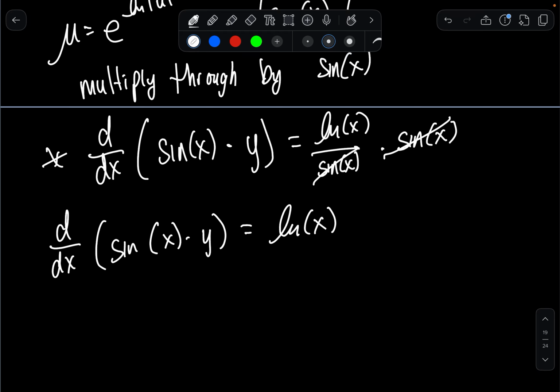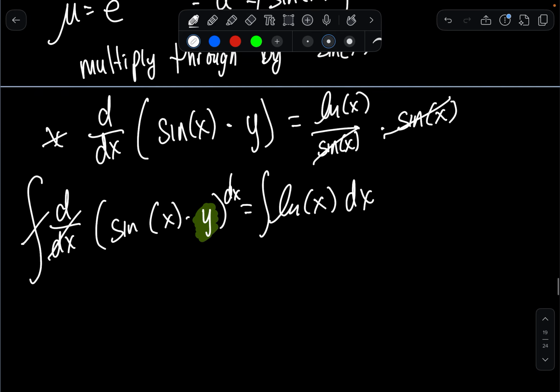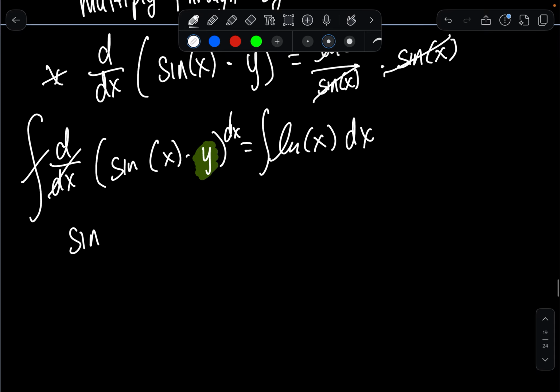Okay, remember, our goal is to solve for y. So how do you do that? Well, you just need to undo everything that's happening to y. It is being multiplied by the sine of x, and then you take the derivative. And we're going to undo those in the opposite order. We're first going to integrate to cancel off the derivative. So now these will cancel. And you get sine of x times y is equal to the integral of the natural log of x.